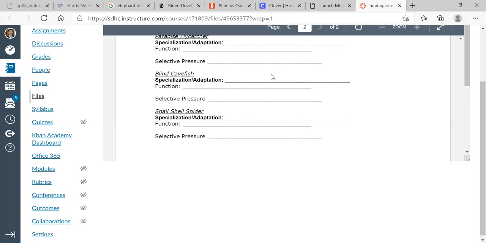The function, again, would be to make a home. And the selective pressure is the environment. That sand has got to be burning hot during the day. Doesn't feel good. You guys have likely been on sand that's burning hot. So the spider gets off of it. All right. You guys can go submit that.